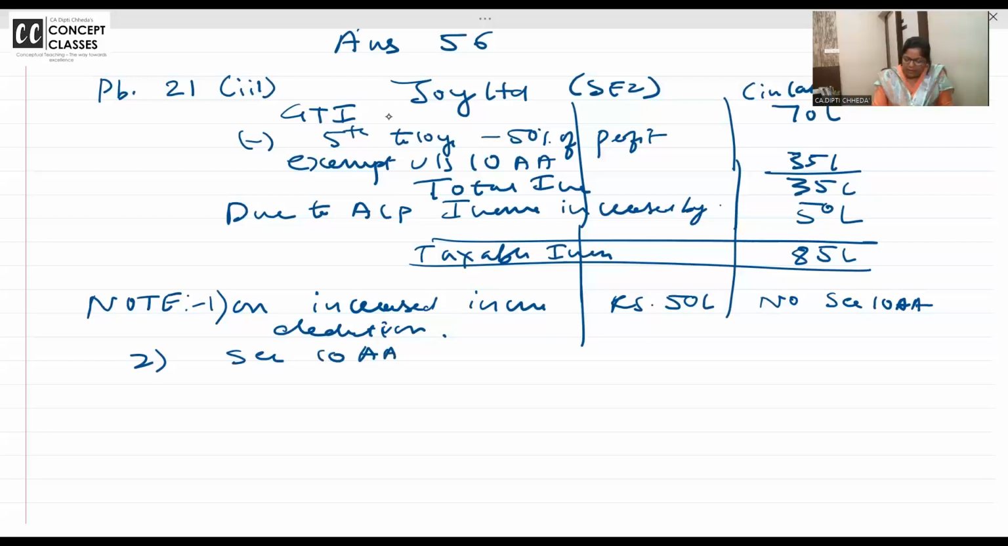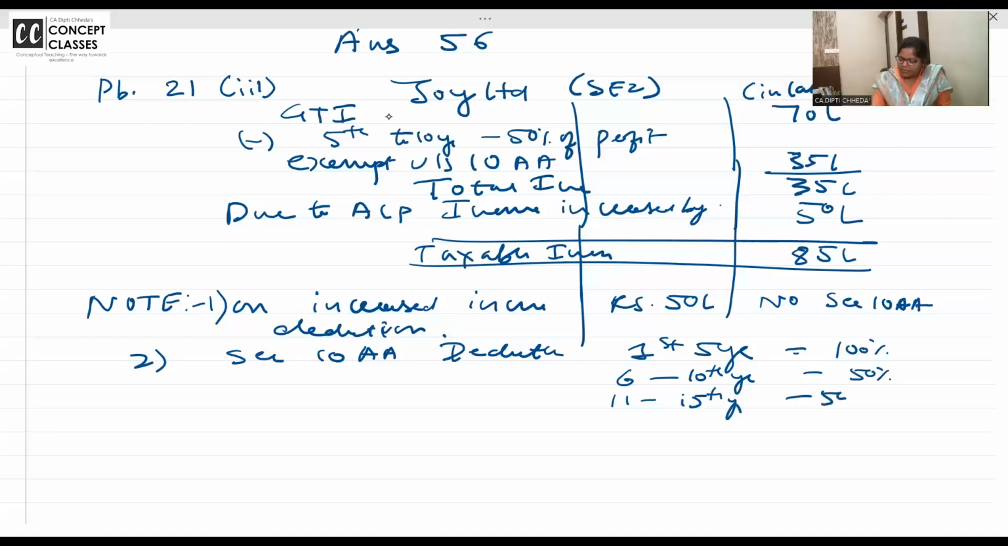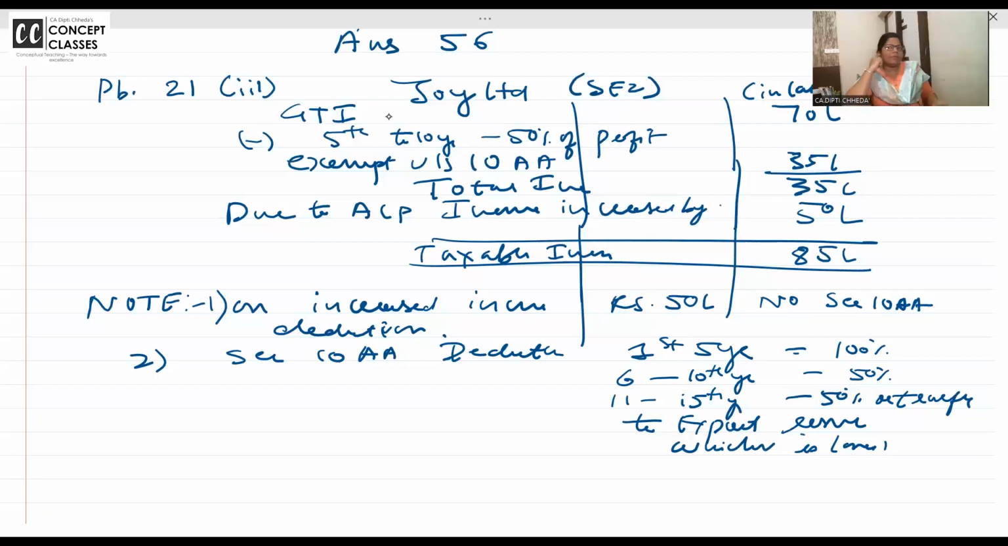Section 10AA deduction or exemption, whatever you call it, how does it work? First 5 years 100%, 6th to 10th year 50%, 11th to 15th year 50% or transfer to export reserve, whichever is lower. I am making you write this because they ask it in AMT problems also. Those who have missed the initial 2-3 videos, I have taken AMT 115BAC. So this has to be remembered.